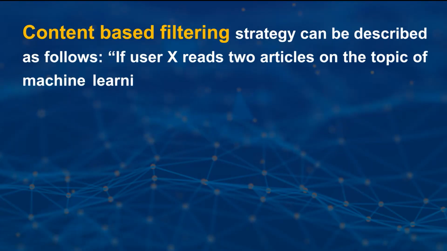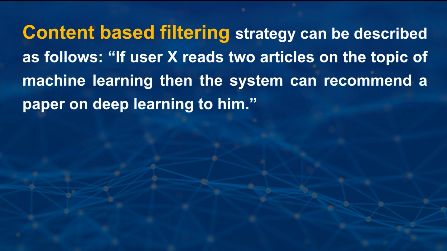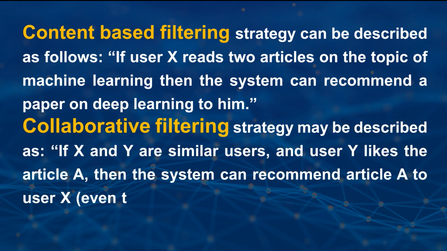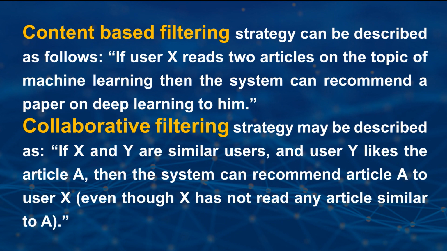Content-based filtering strategy can be described as follows. If user X reads 2 articles on the topic of machine learning, then the system can recommend a paper on deep learning to him. On the other hand, collaborative filtering strategy may be described as: if X and Y are similar users and user Y likes the article A, then the system can recommend article A to user X, even though X has not read any article similar to A.